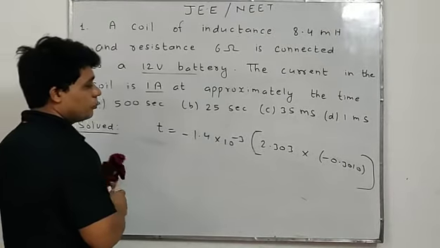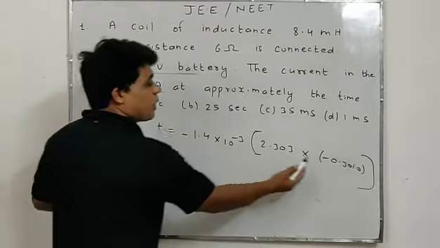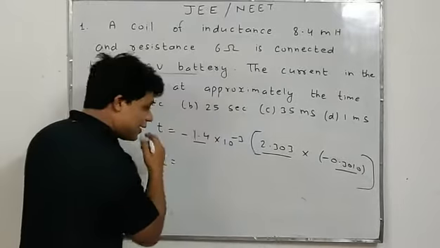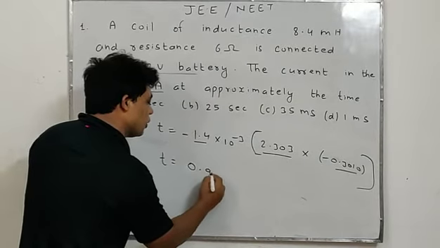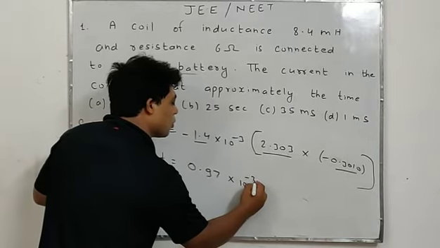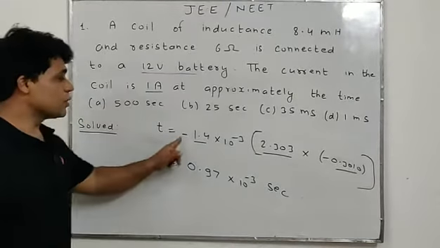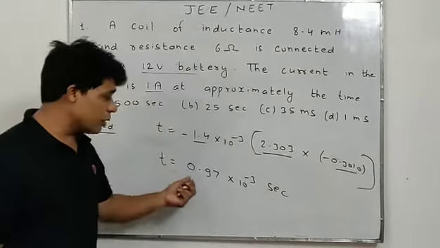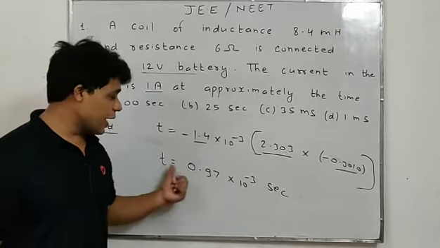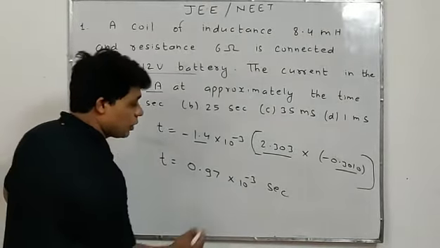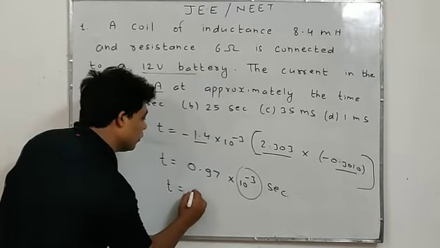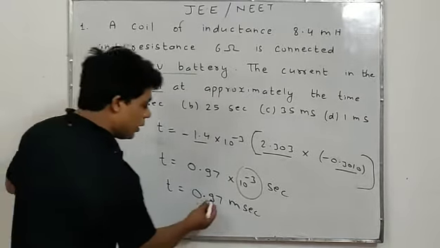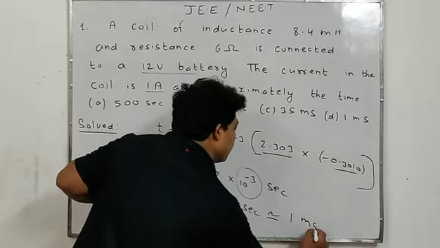Look students, so minus plus, and when we multiply 1.4, 2.303 on this term, we'll get 0.97 into 10 to the power minus 3 seconds, and this minus all are in multiplication. 1.4, 2.303, 0.3010. When we multiply, we get 0.97 into 10 to the power minus 3, and the time is in seconds. Look at students, one more thing. When we remove 10 to the power minus 3, it will convert to 0.97 millisecond. Seconds will convert into milliseconds, and that is approximately 1 millisecond.